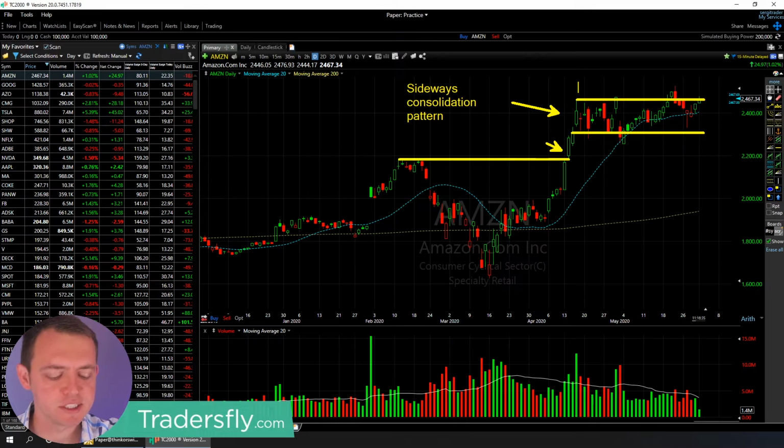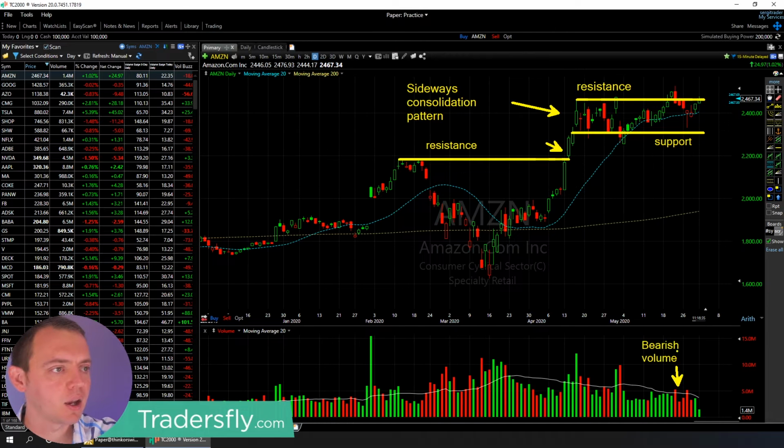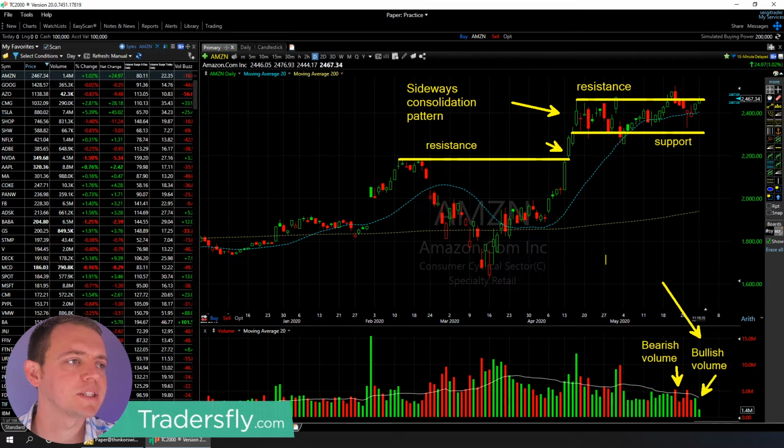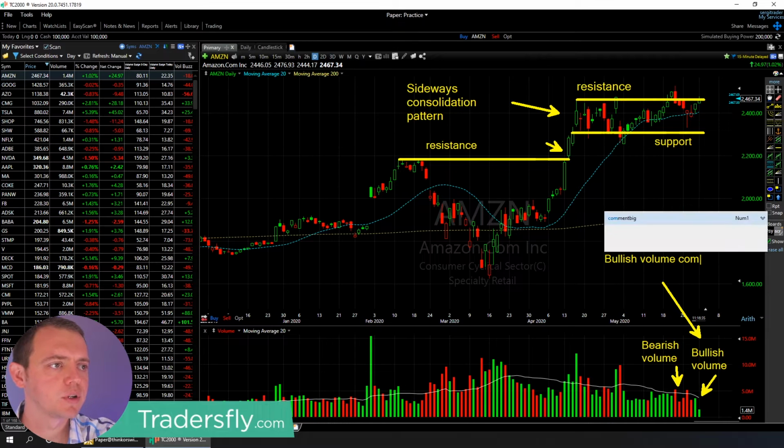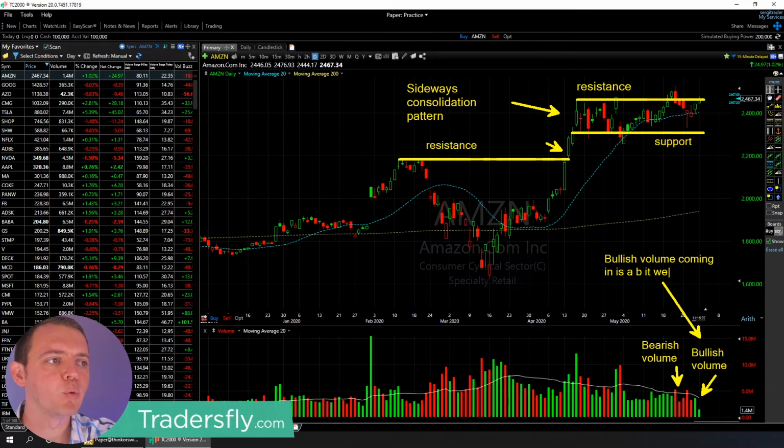You do have your resistance over here. You've got your support right here. This was our earlier resistance. So the stock seems like it wants to go higher. You do have some bearish volume right there where we had a little bit of trouble. But now as we look at the bullish volume that's coming in, it is a bit weak. So that's what I would be a little more careful and cautious about, because you've got this volume right here that's coming in, but it's a little bit weak.